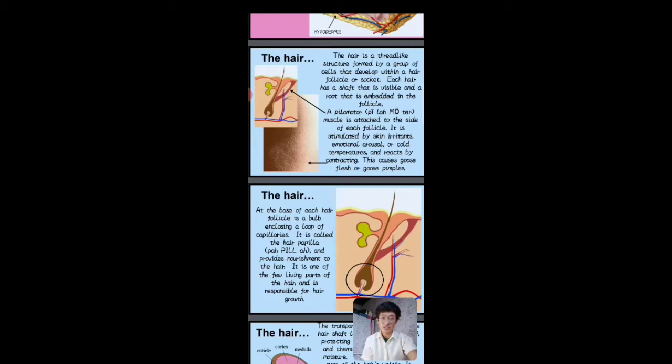The hair is a thread-like structure formed by a group of cells that develop within a hair follicle or socket.